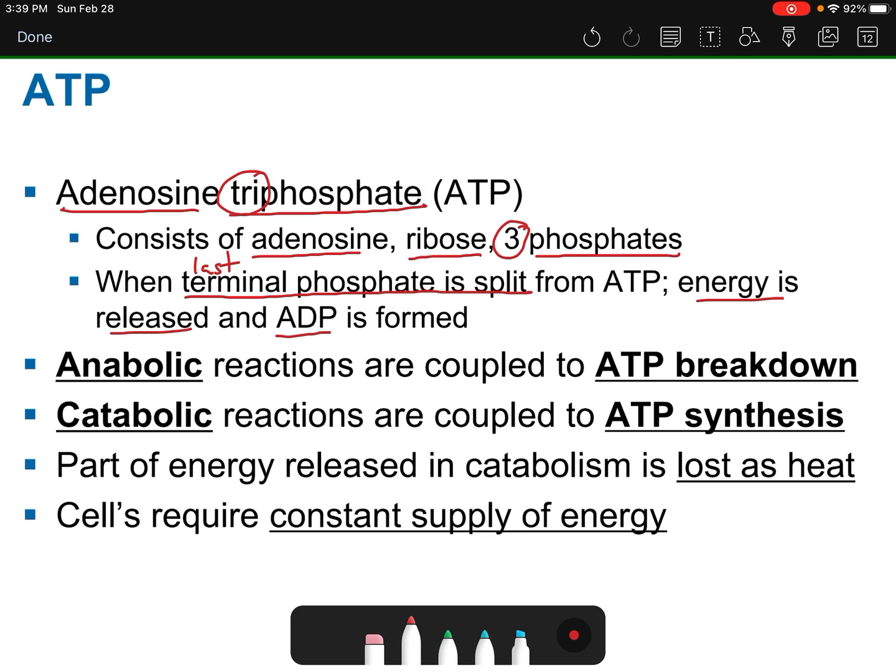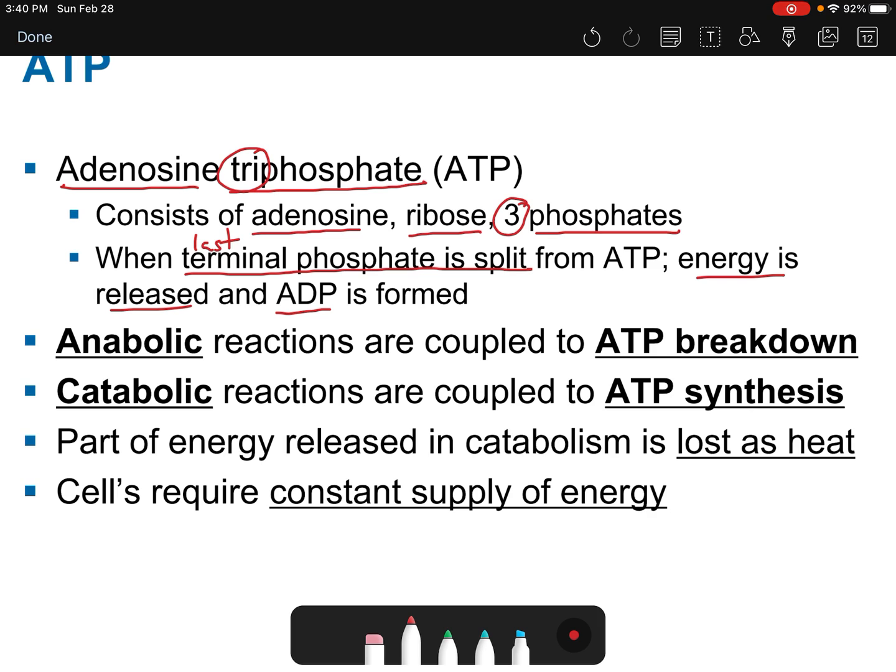So anabolic reactions are coupled with ATP breakdown because you're using the energy at that point to join those smaller molecules to make a larger molecule. Catabolic reactions are coupled with ATP synthesis because if you're breaking a large molecule down into smaller ones, you're releasing that ATP. And as a reminder, when we're breaking down large molecules into smaller molecules in catabolism, a lot of that energy may be lost as heat. So not all of it is used to make ATP. Some of it just gets lost as heat.